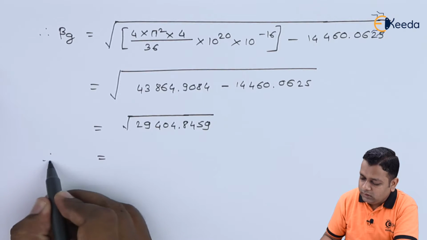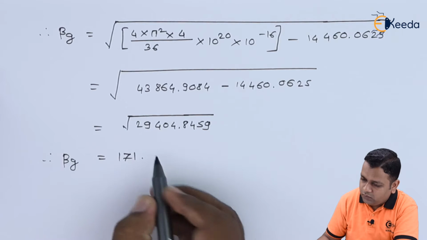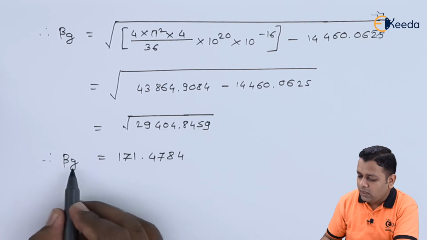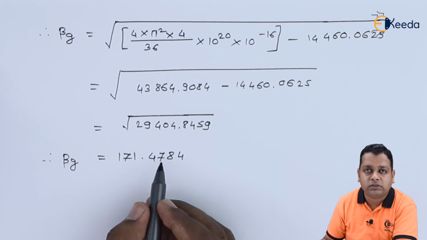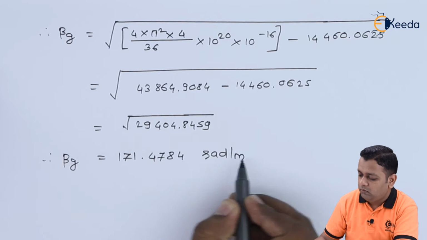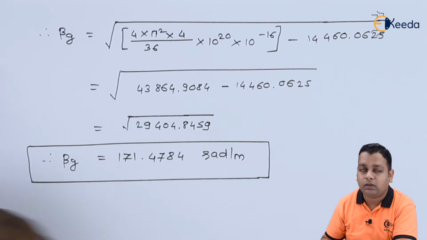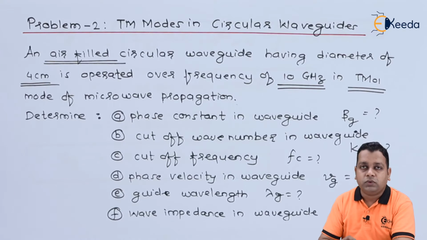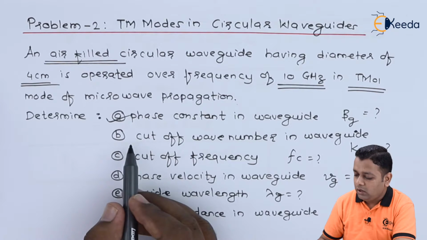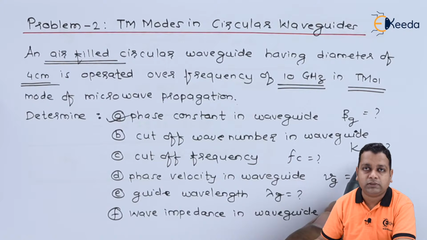And at last the phase constant beta suffix g is equal to 171.4784 here. As this is the phase constant, it is always measured in terms of radians per meter. So I outline the required value for part A calculations in the problem statement. Getting back to the problem statement, now we have the value of beta suffix g determined. Next we want the cutoff wave number in the waveguide denoted by k suffix c here.